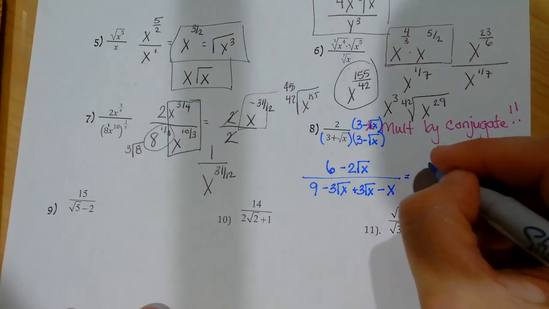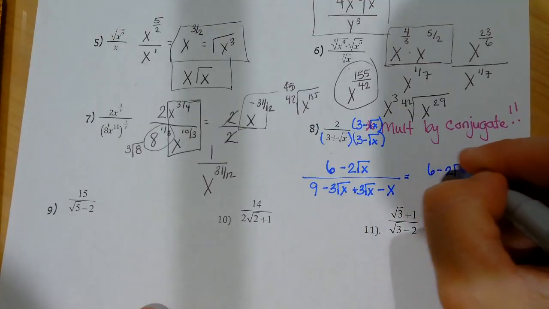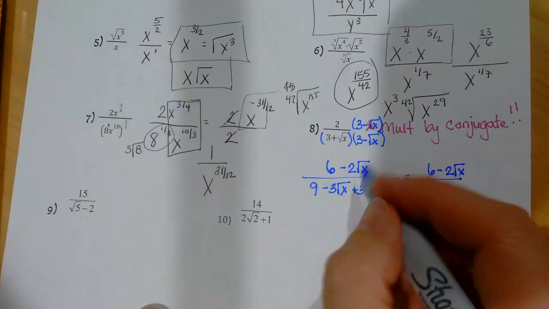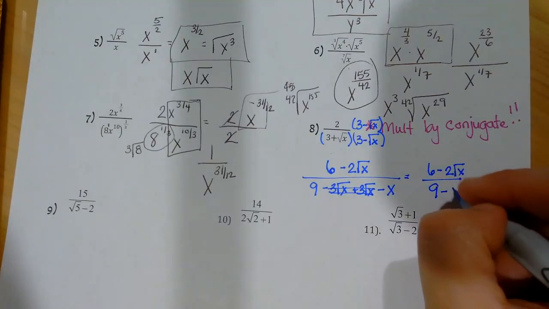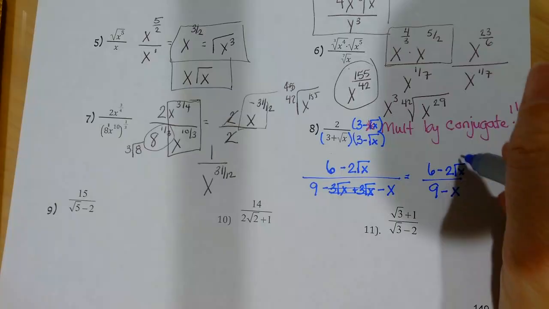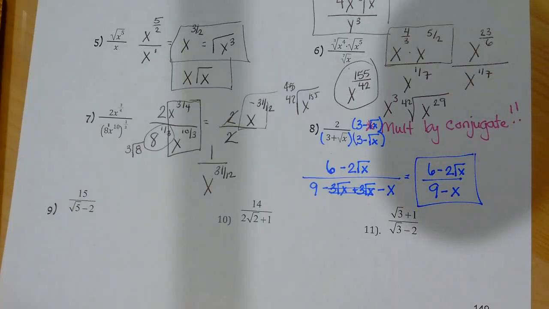So let's keep cleaning up. So I have 6 minus 2 root x. The conjugate should cancel the middle terms, and on the bottom, I'm just left with 9 minus x. Okay. If I can't factor, I'm done. There's no factoring, we're just done.